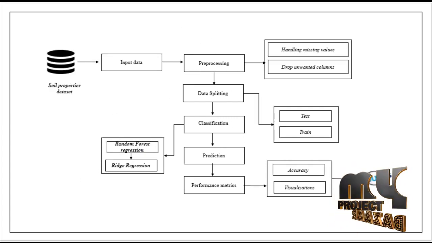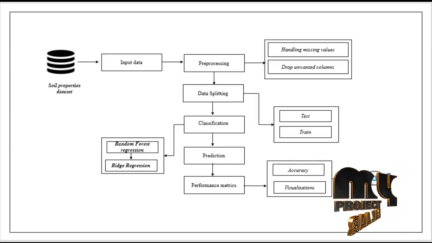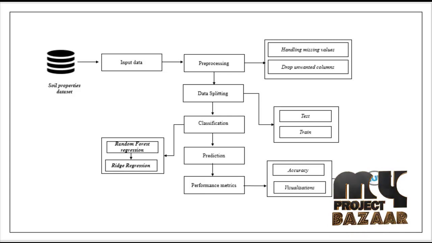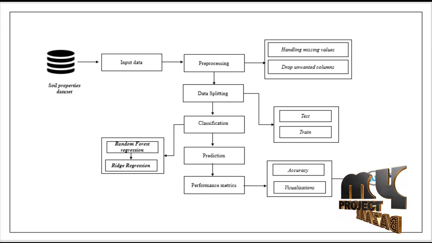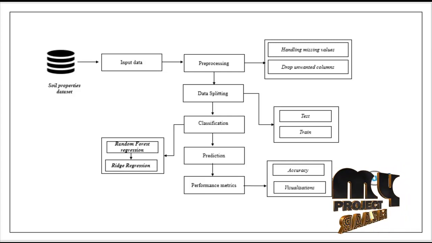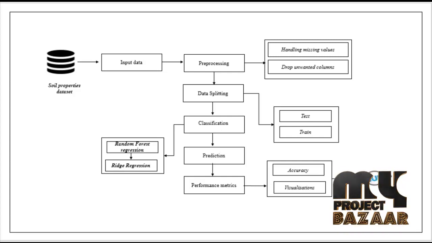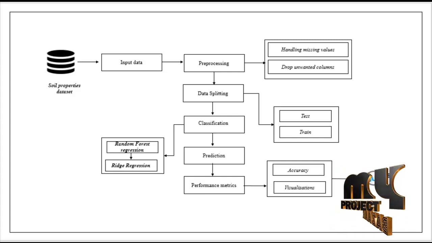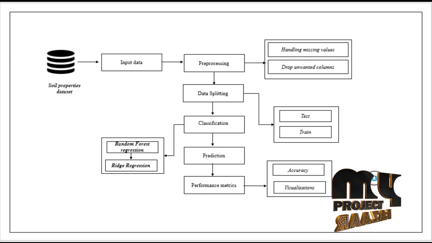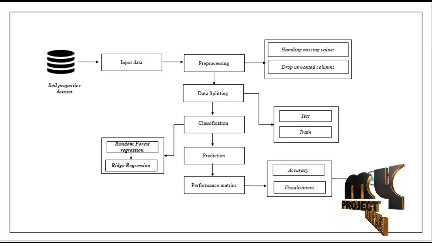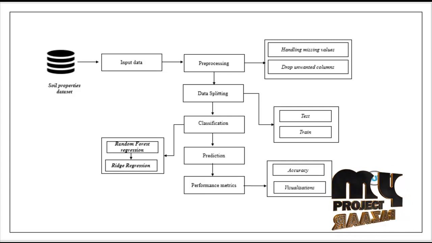Then we are going to see about the flow of our process. So this is the flow diagram. First we have to take the data set. The data set name is soil properties data set. The data set was collected from data set repositories like UCI, GitHub, Kaggle, and so on. Then we have to select the input data set with the help of the pandas package.